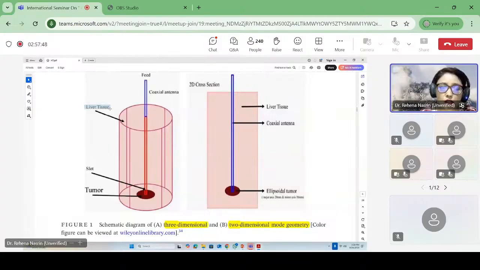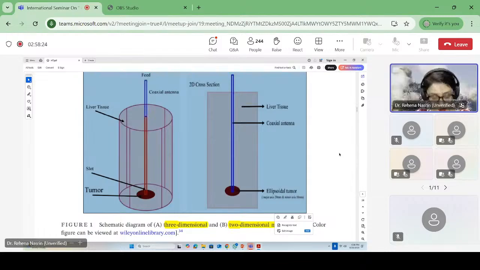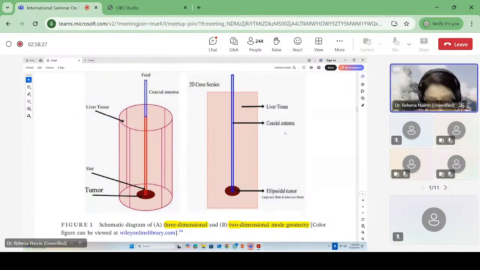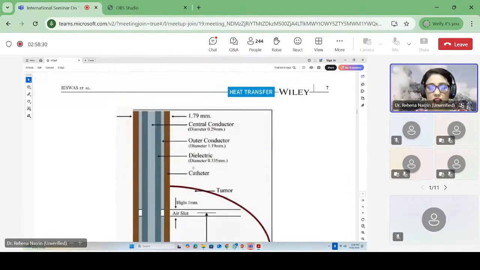You see, this is the liver tissue, and this is the coaxial antenna. This is the slot of the antenna. The left figure is the three-dimensional view, and the right figure is the two-dimensional view. We consider the tumor shape to be ellipsoidal, an elliptic tumor shape, with the coaxial antenna, and the whole rectangle is liver tissue. From three-dimensional to two-dimensional, we go to two-dimensional analysis.